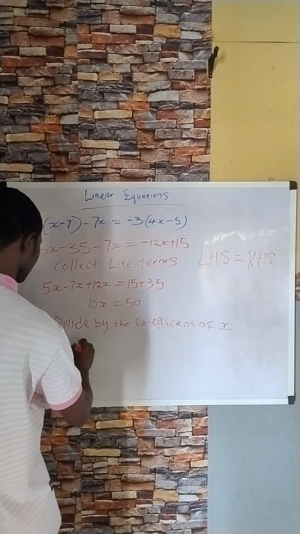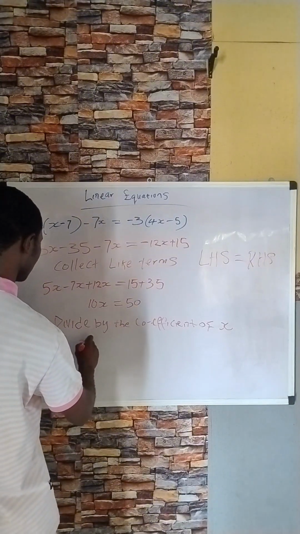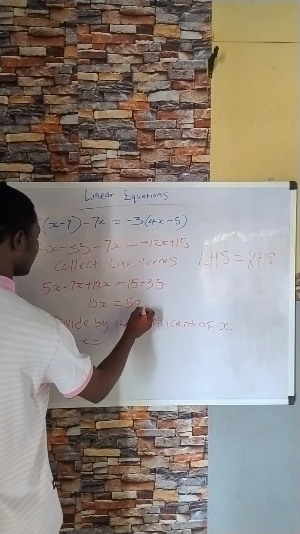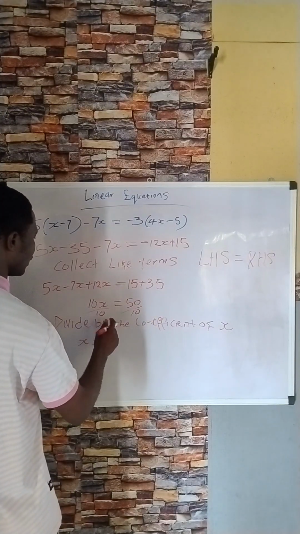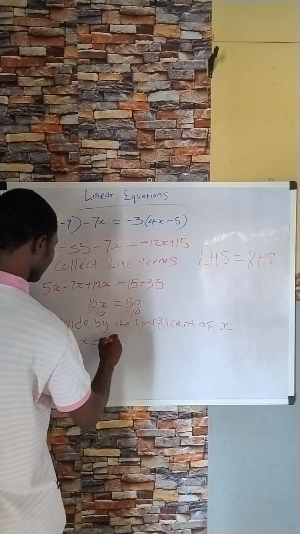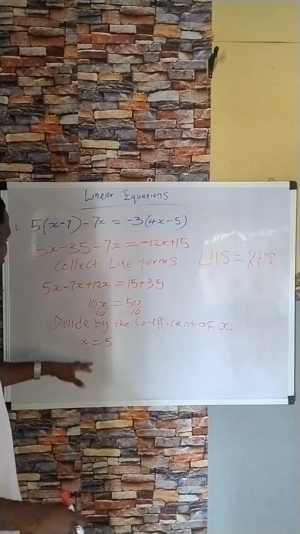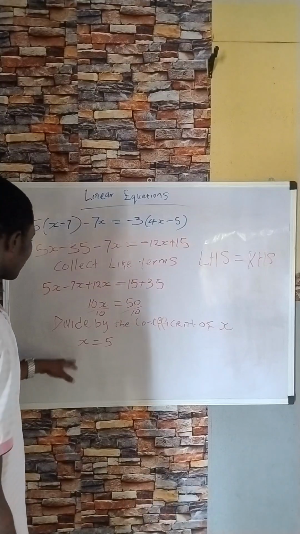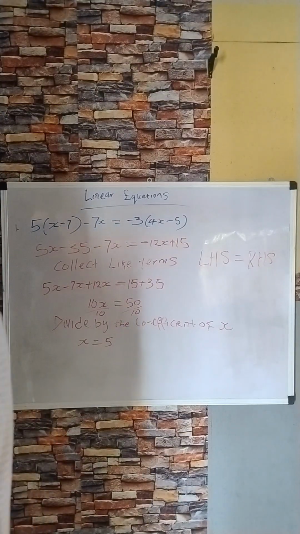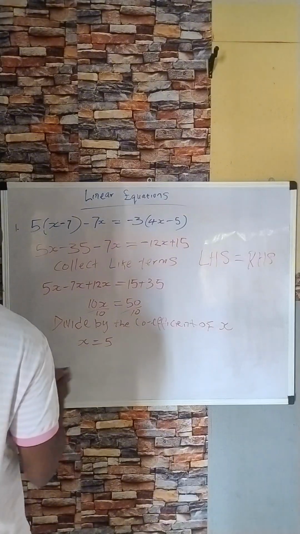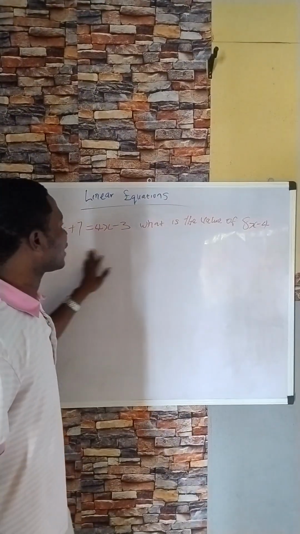What we have to do is 10x divided by 10 will give you x, equal to 50 divided by 10, which will be 5. So our x here will be equal to 5. So this is how you solve a linear equation. Let's take another example on this. So we have another example here.